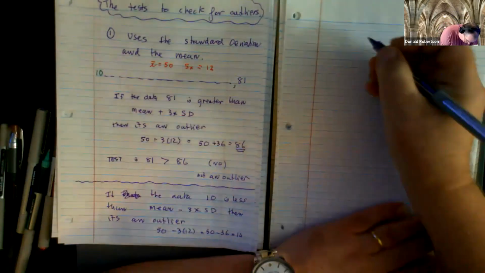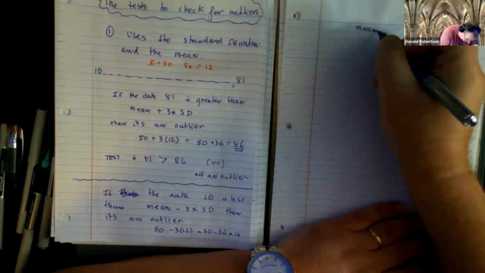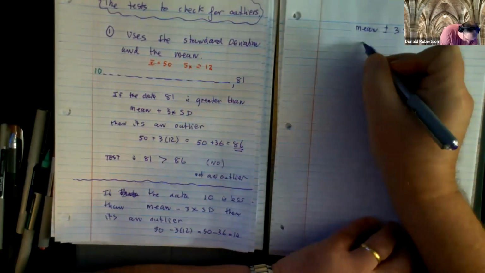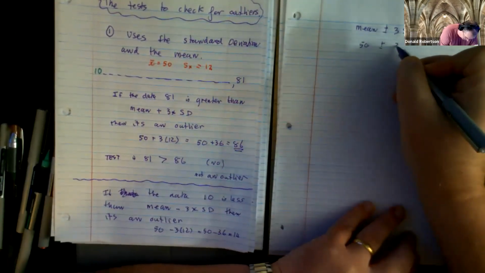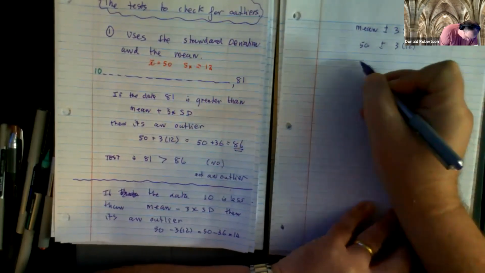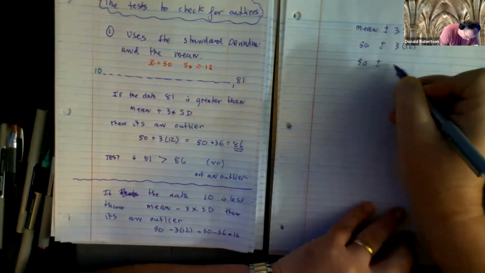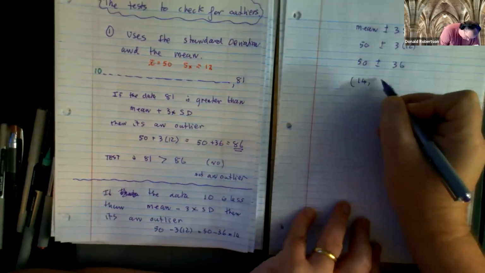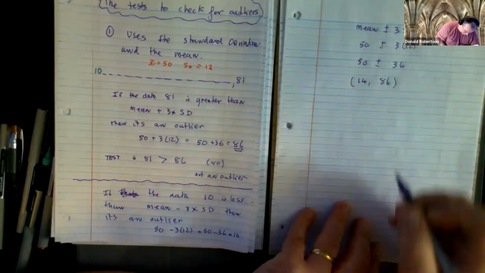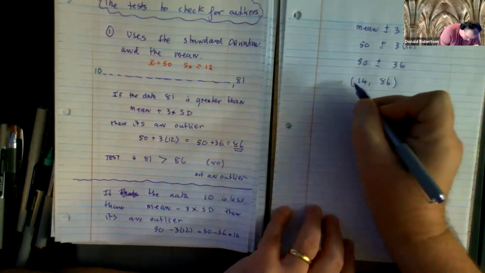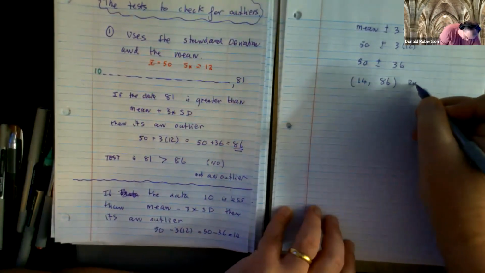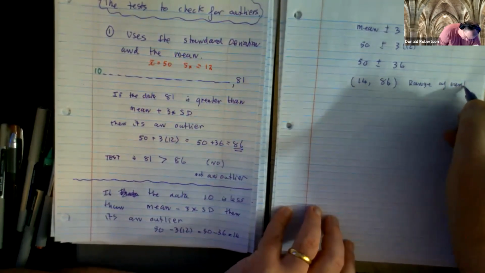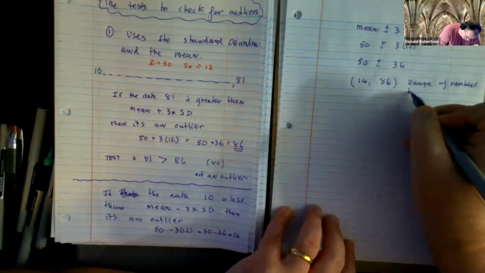Well, if you do the mean and you go plus or minus 3 standard deviations, you get 50 plus or minus 3 times 12. So that's 50 plus or minus 36. And on the small side, that is 14, and on the big side, it's 86. And this is the range of numbers that are not outliers.